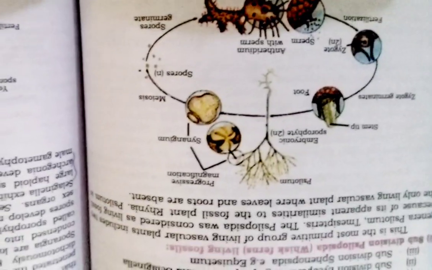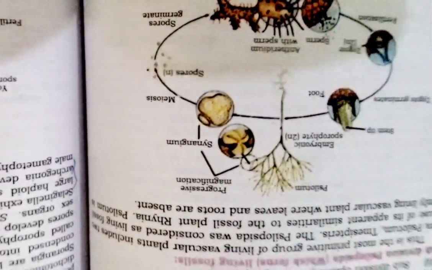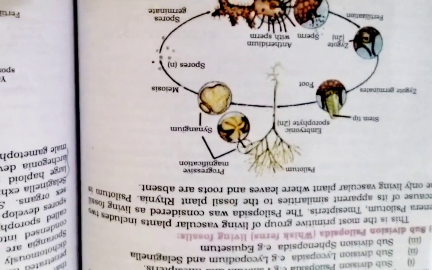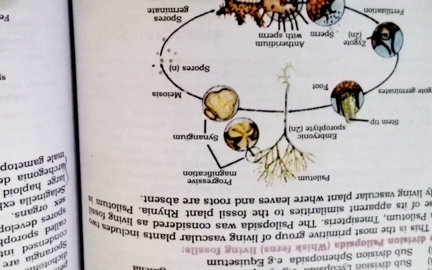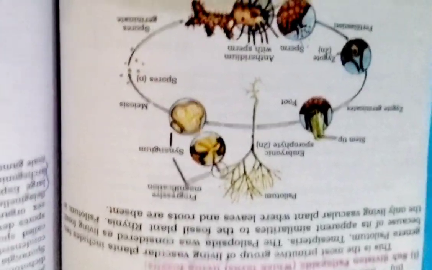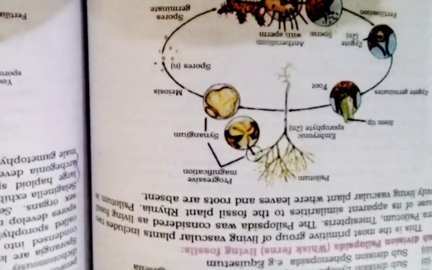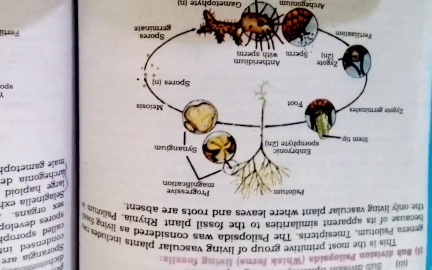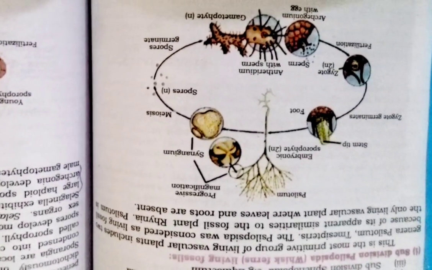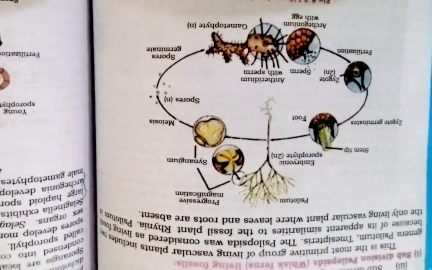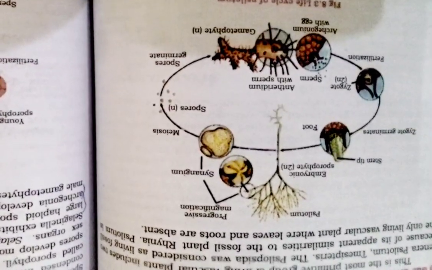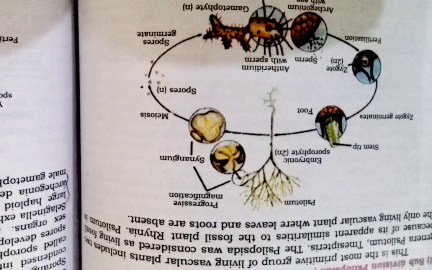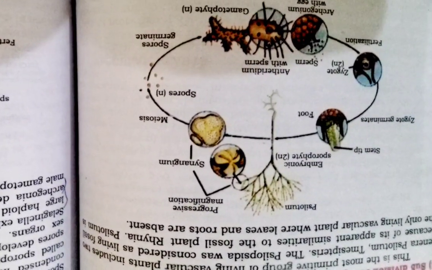First of all, we have subdivision Psilopsida. This is basically the most primitive group of the living vascular plants, which includes two genera, Psilotum and Tmesipteris. Psilopsida was considered a living fossil because of its apparent similarities to the fossil plant Rhynia. Psilotum is the only living vascular plant where leaves and roots are absent.